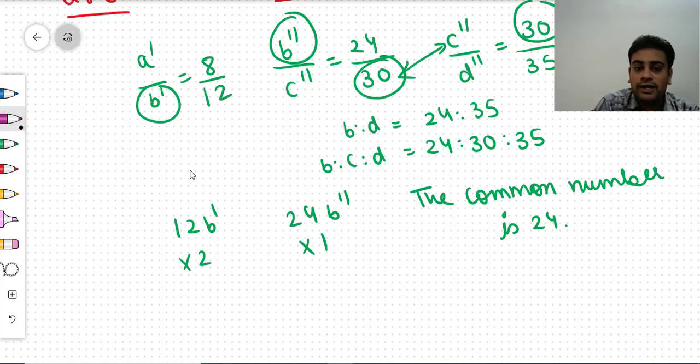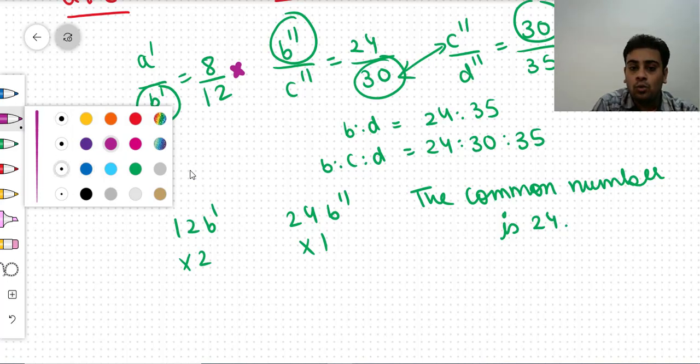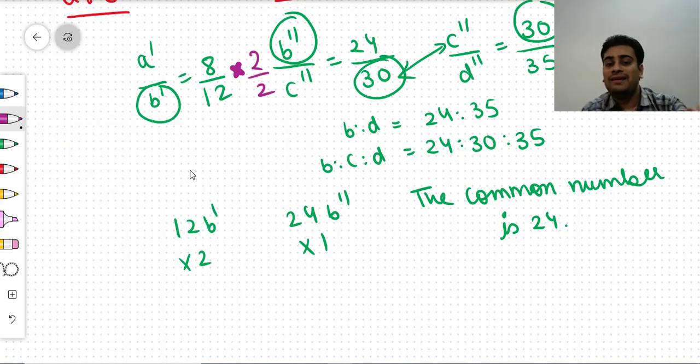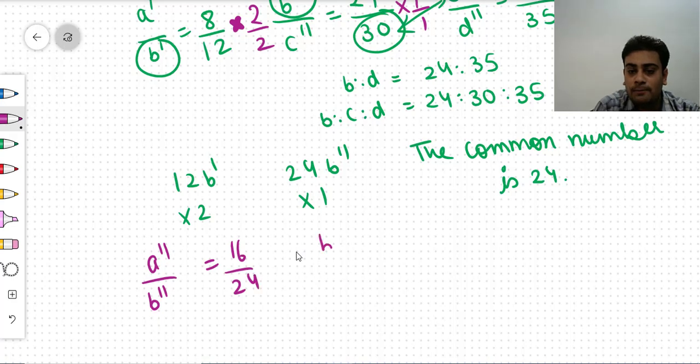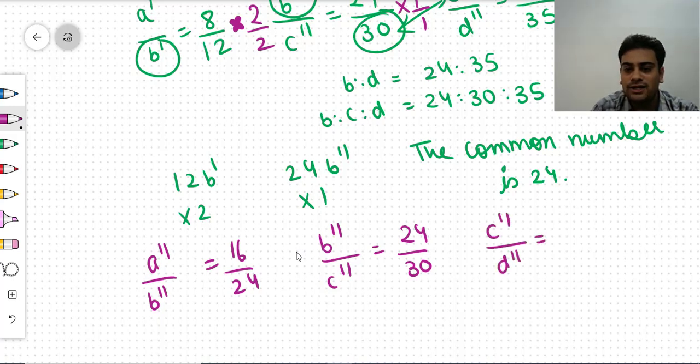So what we need to do, we need to multiply the first ratio by 2, so I'll write it as 2 multiplied and divided by 2, and the second ratio by 1 upon 1, right? So my next thing, the revised part, is A double dash upon B double dash is 16 upon 24. Now B double dash and C double dash, because we are multiplying with 1, I'm writing B double dash and C double dash, and since it is equal to 24 upon 30, and we know that C double dash and D double dash is equal to 30 upon 35.